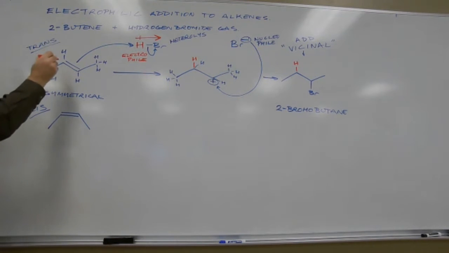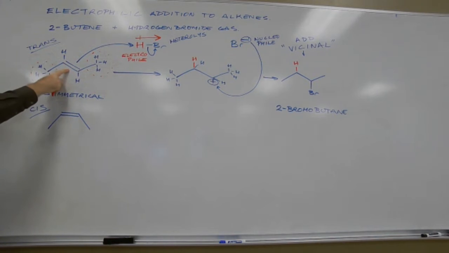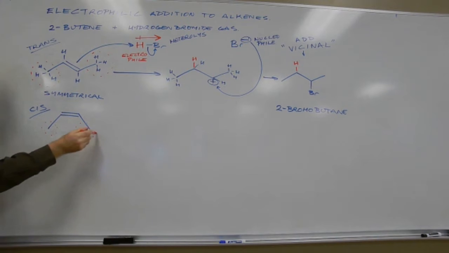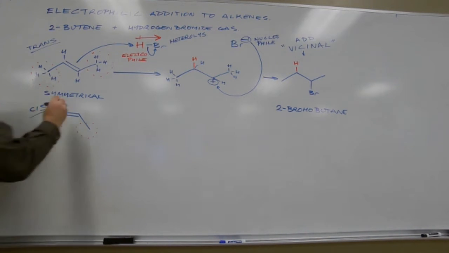To be trans, you need two groups that are the same as each other on opposite sides of the double bond. To be cis, you need two groups that are the same as each other on the same side of the double bond. If you don't have a double bond, the cis to trans notation goes away, unless you're a ring. If you're a cyclic ring, we bring it back and we allow you to be cis or trans on the face of a cycloalkane. All right, so let's just sketch this out and see if it makes sense.